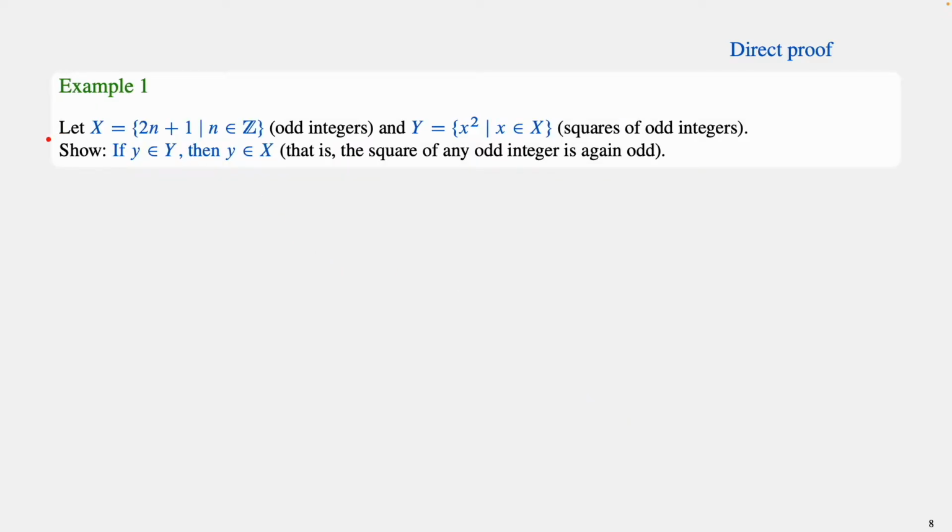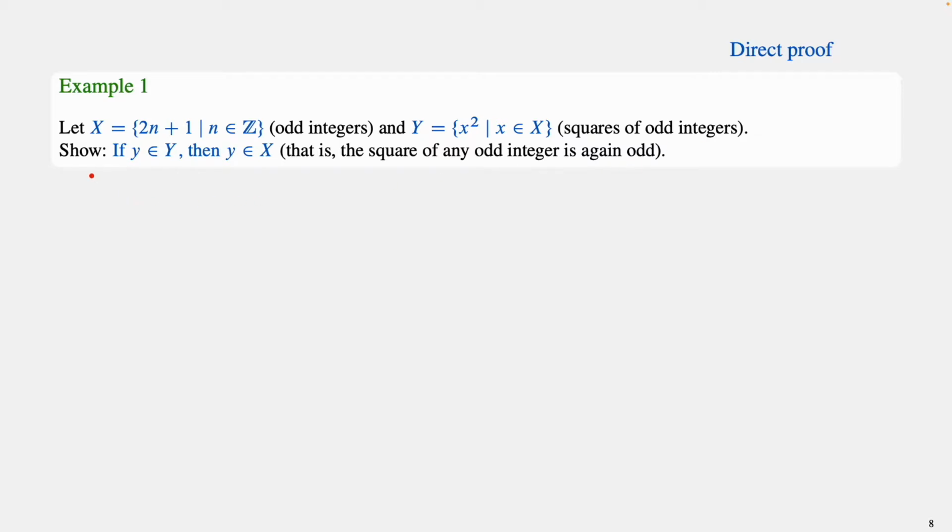Let's look at an example for direct proofs. Consider the following two sets, X and Y. X is the set of all numbers 2n plus 1, where n is an integer. In other words, X is just the set of odd integers. And Y is the set of all elements x squared, where little x is taken from the set big X. In other words, Y is the set of all squares of odd integers.